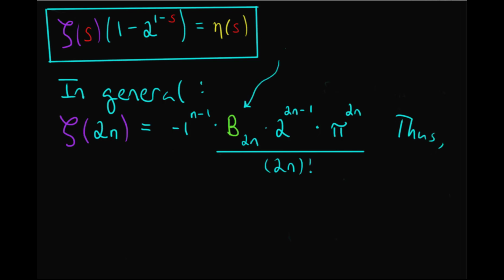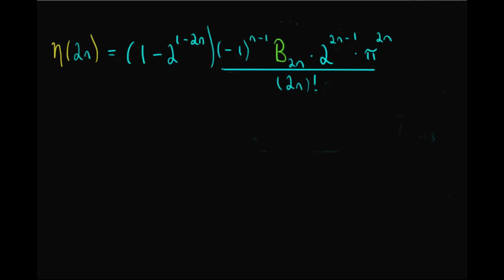And again, this amazing formula connects the values of the zeta function on the positive even integers to the all-important Bernoulli numbers. So now I'm going to use this formula for zeta of 2n by multiplying it by the factor 1 minus 2 to the 1 minus 2n to derive a formula for eta of 2n. So I've written that on the top line there. Eta of 2n equals 1 minus 2 to the 1 minus 2n times my formula for zeta of 2n, which I have there.